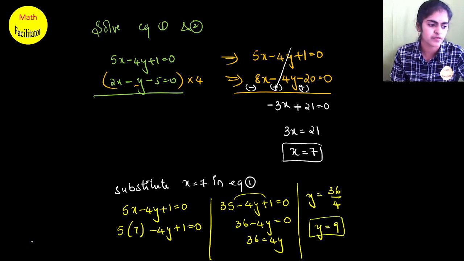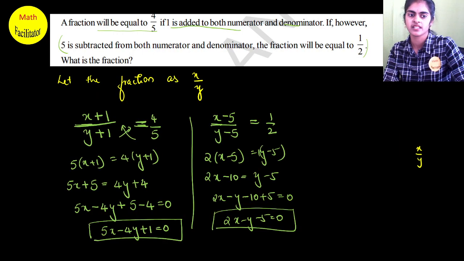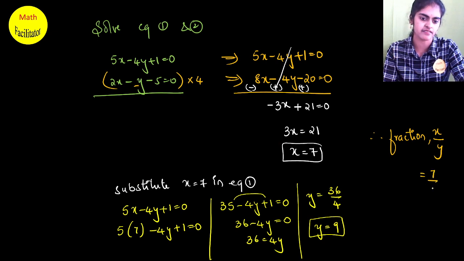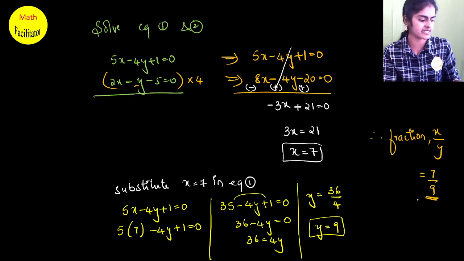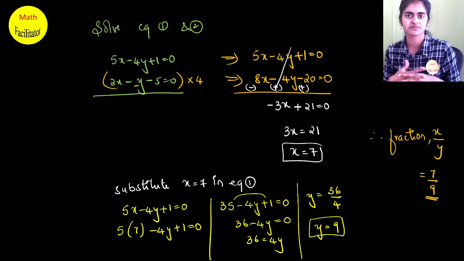So from here you got your x value and y value. So I can write the fraction. What is the fraction you have taken? X by y. The fraction you have taken was x by y. So x is 7, y is 9. So 7 by 9 is the fraction. Is it clear to each one of you?